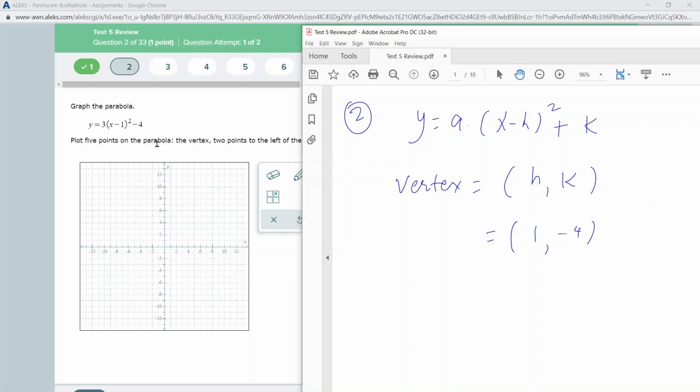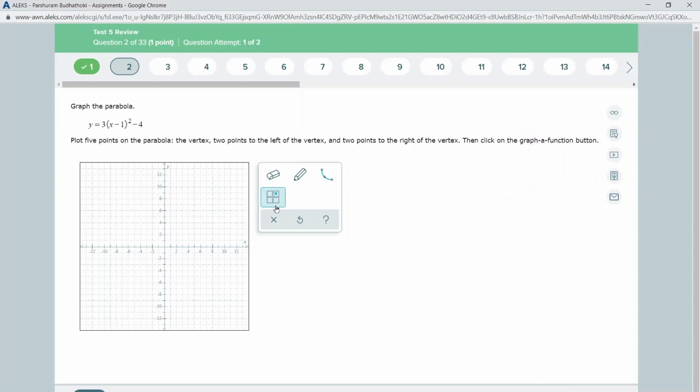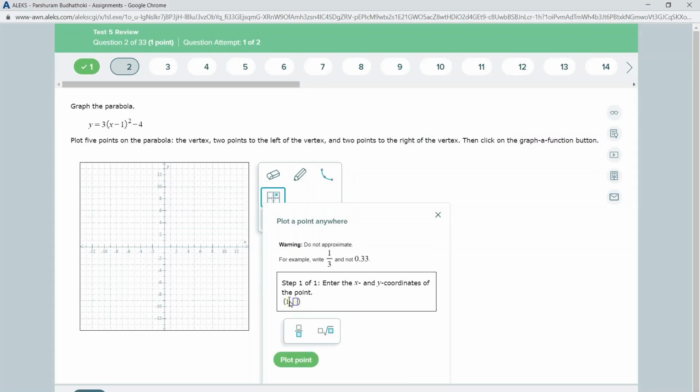And then after that you need to also use 5 points. So they are saying plot 5 points. We know the vertex is 1, -4. So let's plot that one. 1, -4. Plot that point. Plot 5 points on the parabola: the vertex, 2 points to the left, so 2 points to the left of this one.